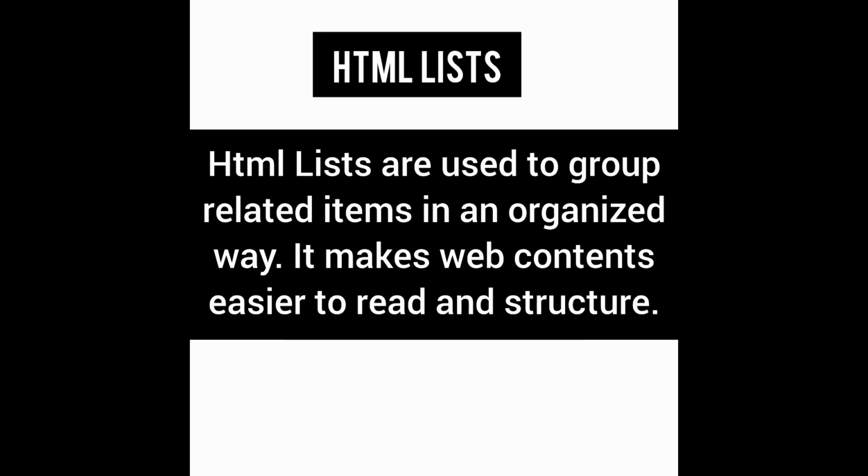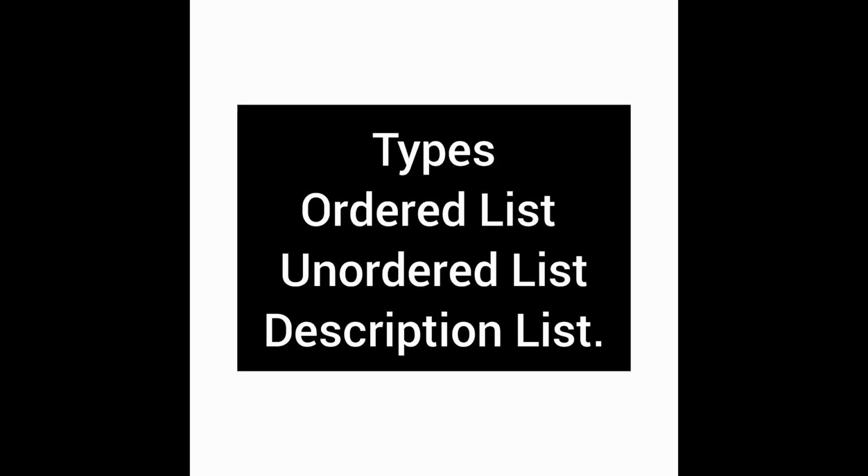Today we'll be talking about the HTML list. The HTML lists are used to group related items together in an organized way. The HTML lists make web content easier to read and structure. And the HTML lists are divided into three. We have the ordered list, we have the unordered list, and we also have the description list. Now, we'll be talking about the ordered list and the unordered list.